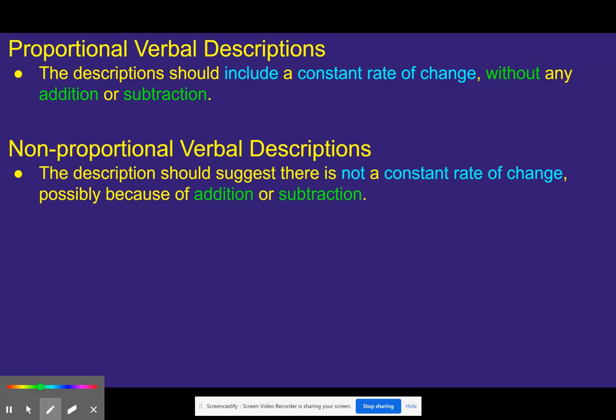Next, we're going to look at verbal descriptions. And the description should include a constant rate of change. That's my first criteria. And then it should be without any addition or subtraction. That's my second. So we have 2 criteria here for our proportional verbal descriptions.